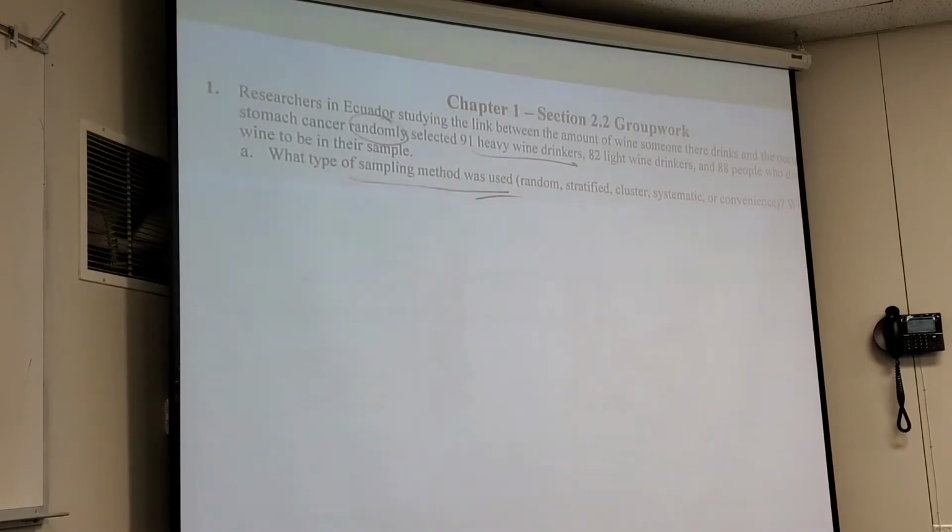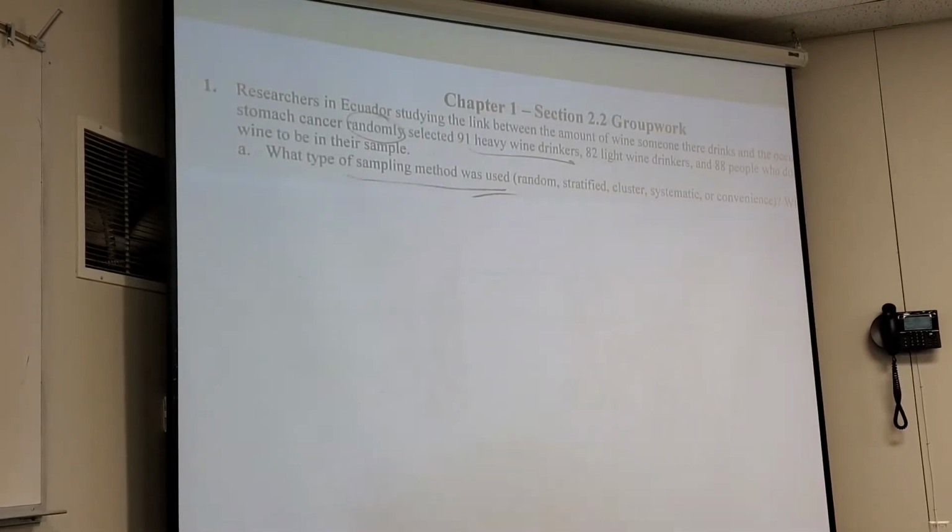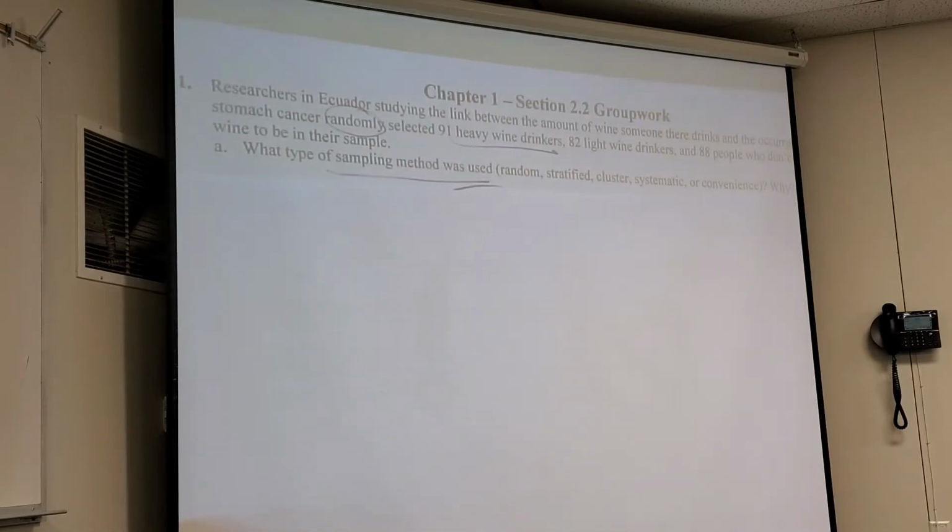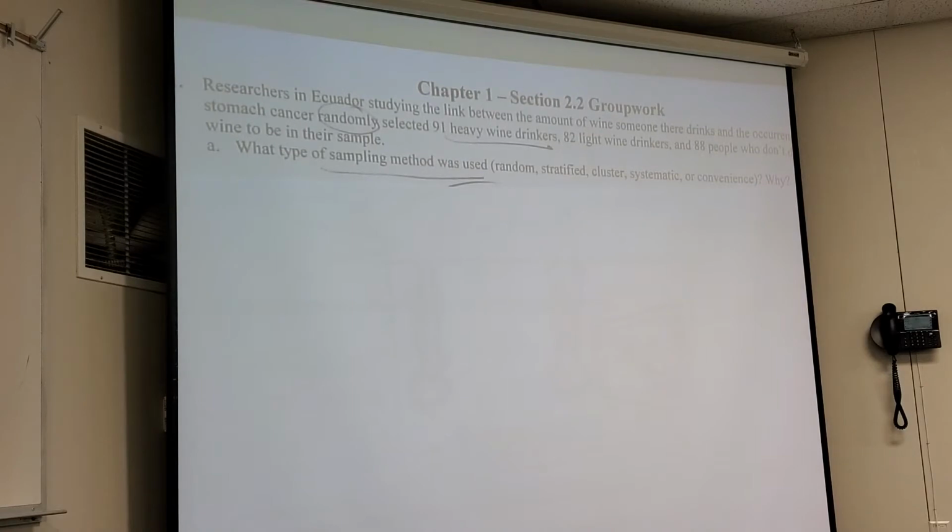All right, guys, let's start taking a look here. Normally, in a problem like this, it's very easy to find the sample. First question is, how did they pick their sample? What method did they use? Stratified. I love it, right? Because what they do, they broke the entire population of Ecuador into 3 groups. And then they took some from each group. Right? I can guarantee you there's more than 91 heavy wine drinkers in Ecuador. So stratified.